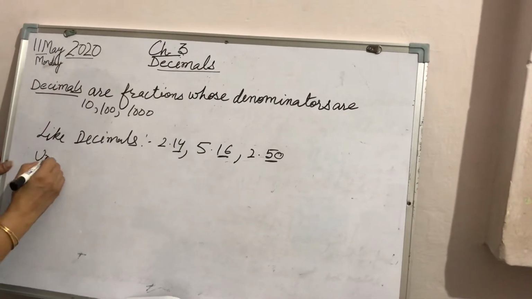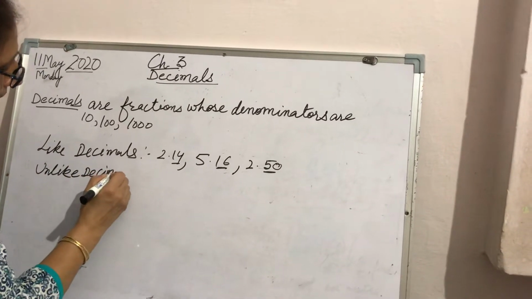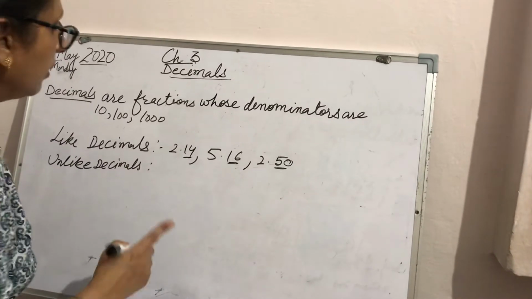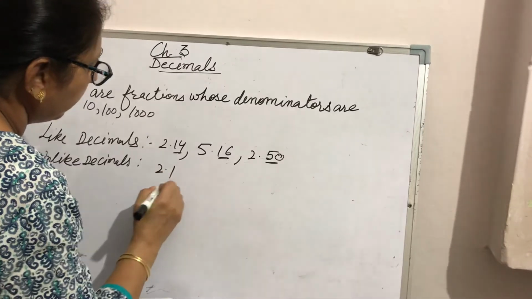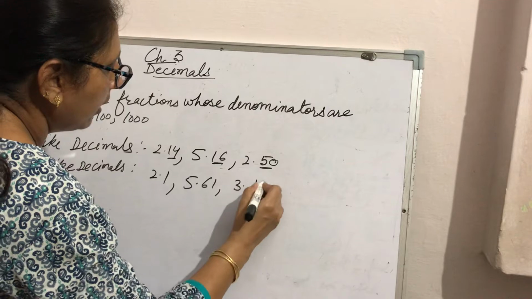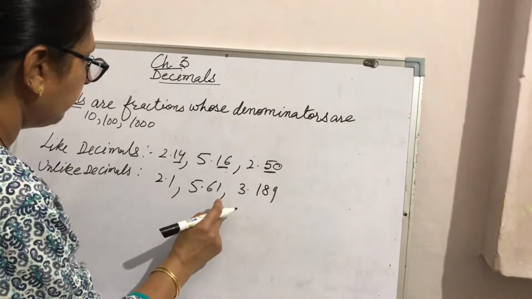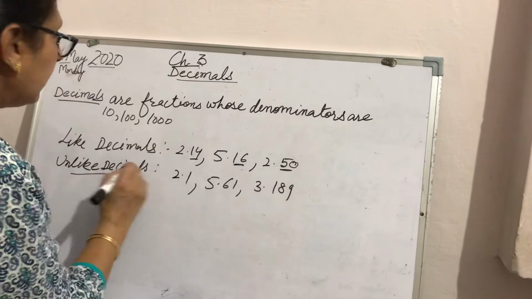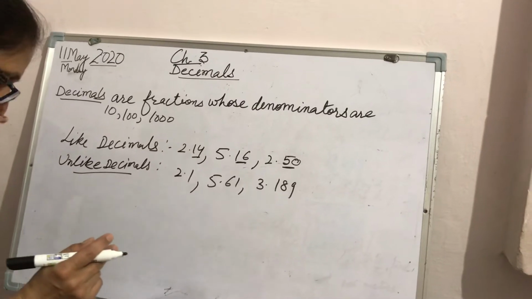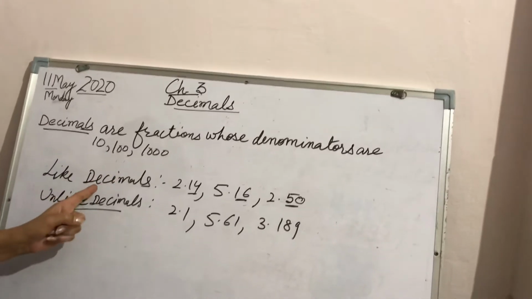Same as unlike decimals. Unlike decimals means the number of digits in the decimal part is different, like 2.1, 5.61, 3.189, whatever. If the number of digits is different, they are unlike. If the number of digits is the same, then it is like decimals. So while comparing decimals, we should convert them into like decimals.